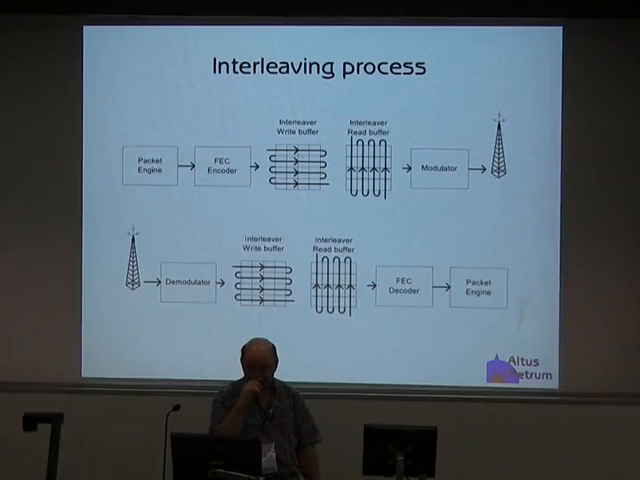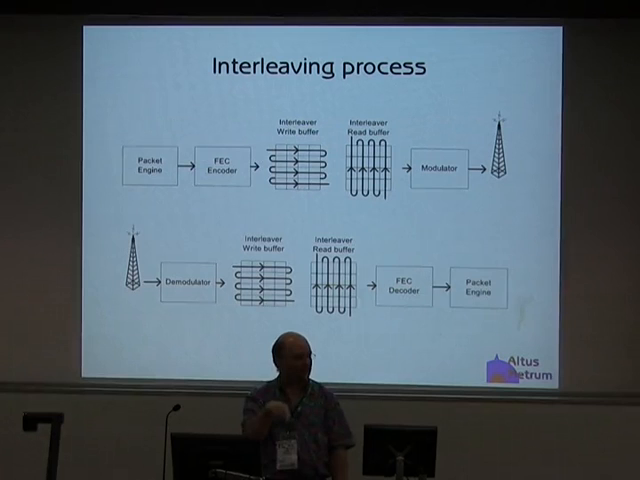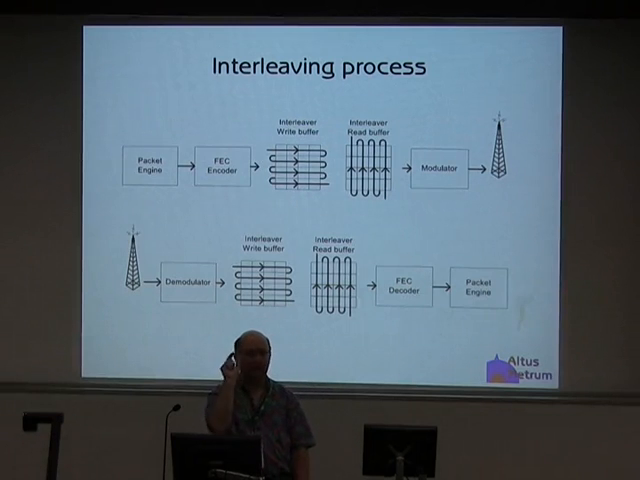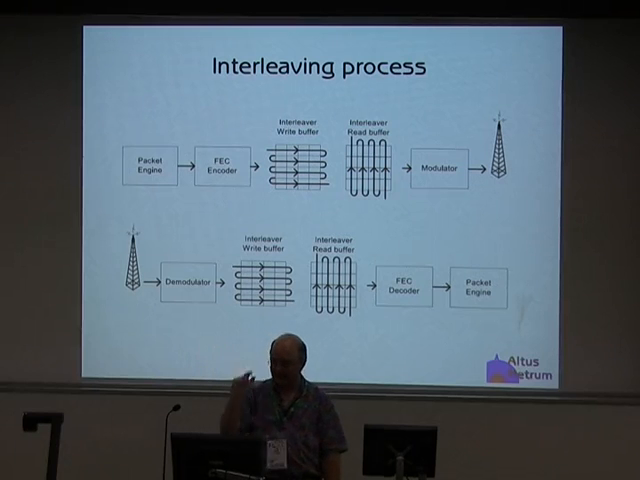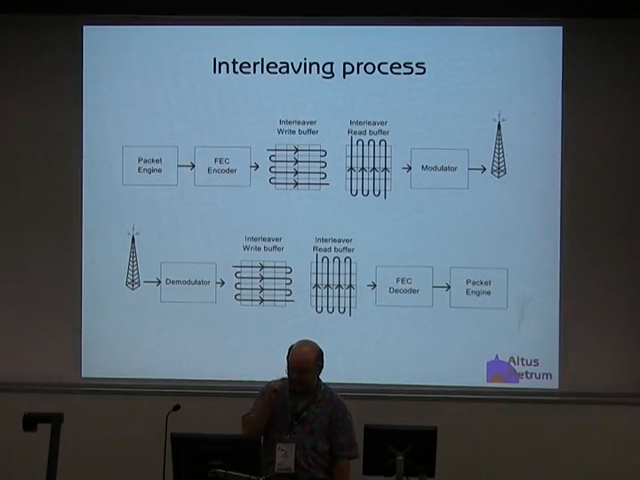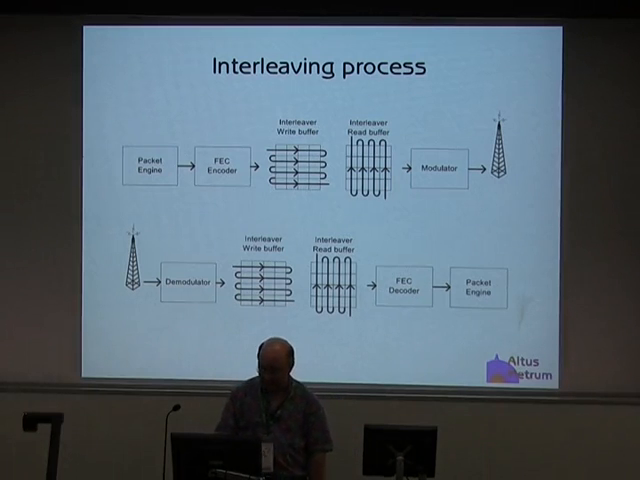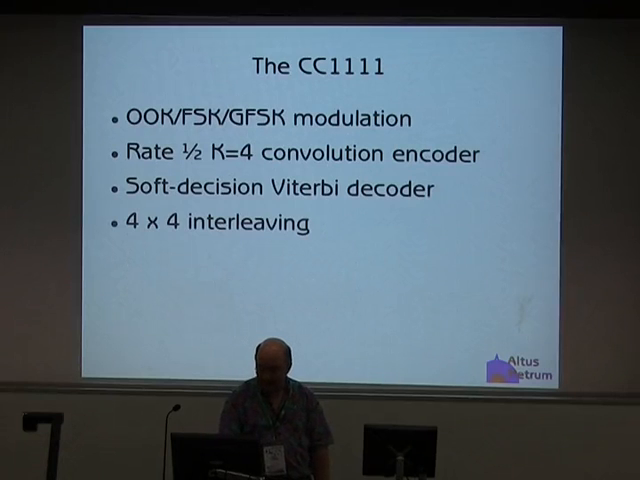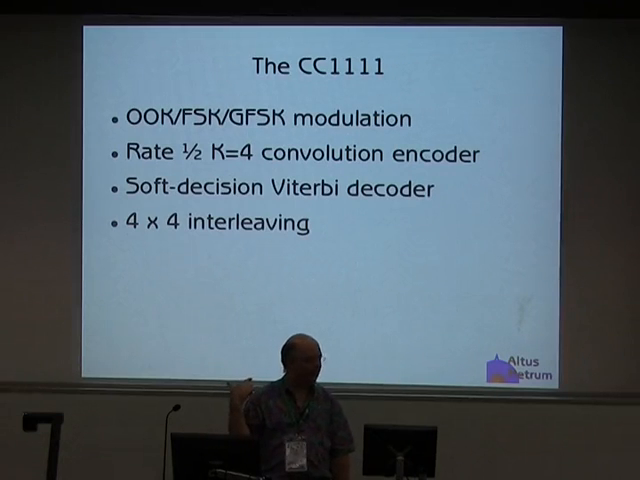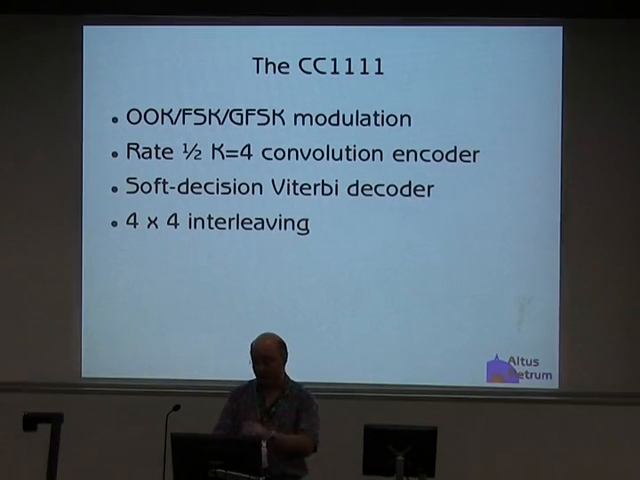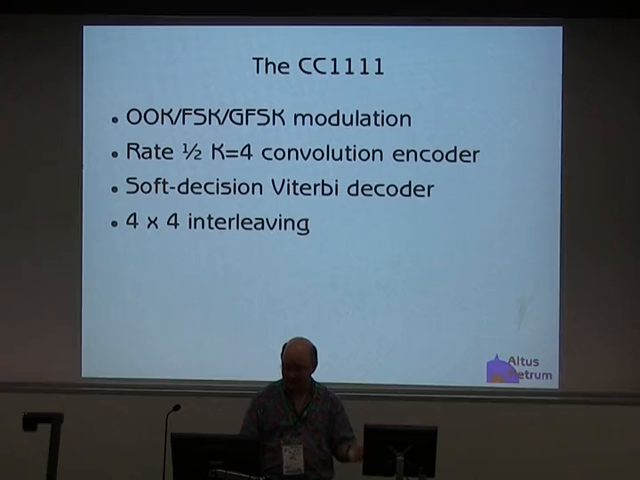This is how the interleaver works. You put bits in one direction and you just pull them out in the other direction. And again, these are after the encoder because you need that pair of bits to be aligned together. You don't want to be interleaving individual bits because you want to smash both bits together or get both bits correct. Here's what we're doing with the CC1111. BDL talked about this. It's a rate 1/2 k equal 4 convolution encoder, soft decision Viterbi decoding. It's exactly what we wanted.